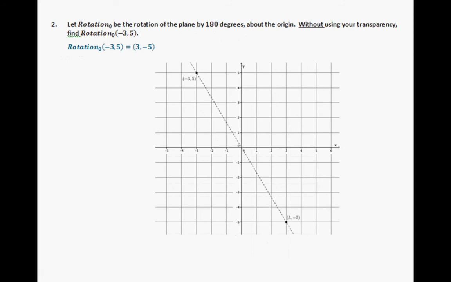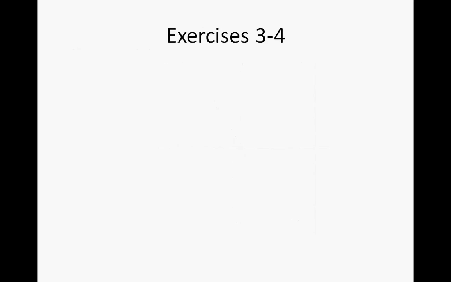For number 2, same thing, the rotation around O, or the origin, of -3 and 5 is going to give us 3 and -5. And again, it's already noted that we are rotating 180 degrees. All right, so now go ahead and try exercises 3 and 4. So pause the video, and when you're done with that, continue the video to check your answers.